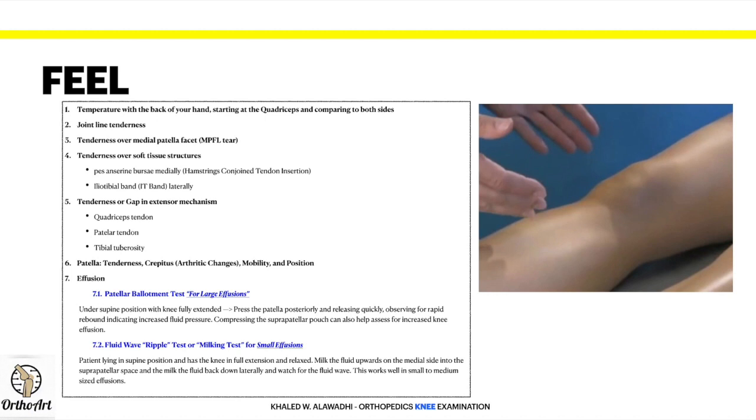The fluid wave, ripple test or milking test is for small effusion. Patient lying in a supine position with the knee in full extension, relaxed. Milk the fluid upwards on the medial side, suprapatellar. Then milk the fluid back down laterally to watch for the fluid wave. Usually it is for small and medium effusions. However, for large effusion, always do a ballottement test. Now I'll show you the video of the palpation.